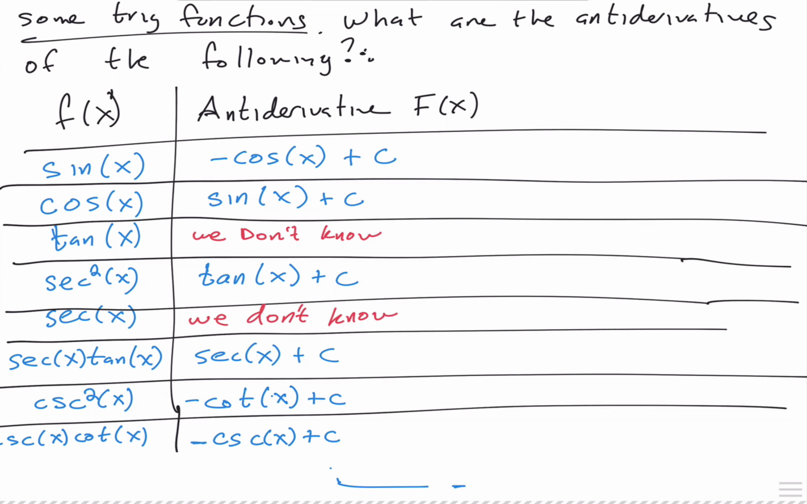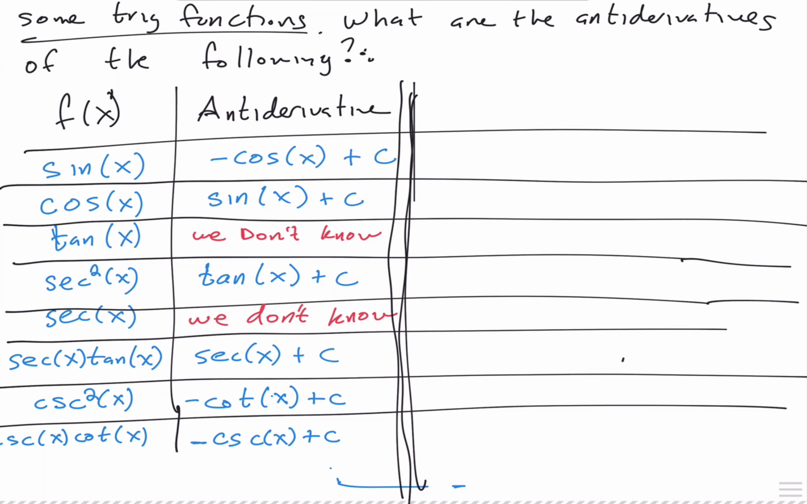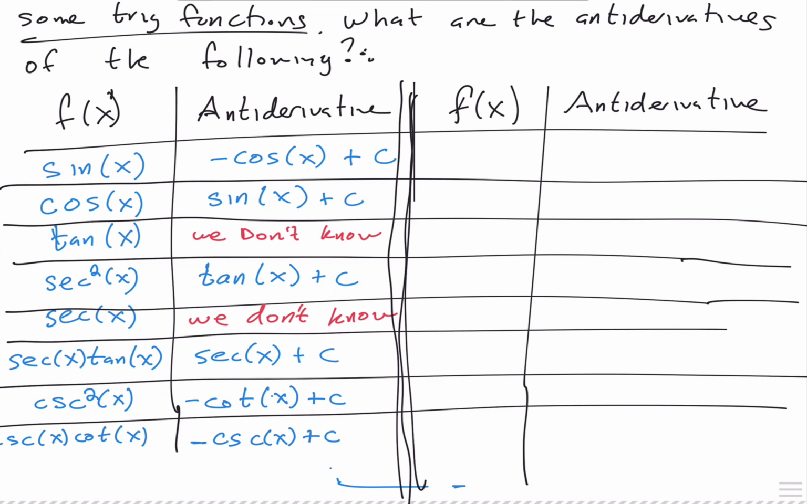All right. Well, we've got a lot of space here. Might as well fill it out. Let's make another column here. F of x. Antiderivative. Okay. How about 1 over x squared plus 1? What's the antiderivative of that?